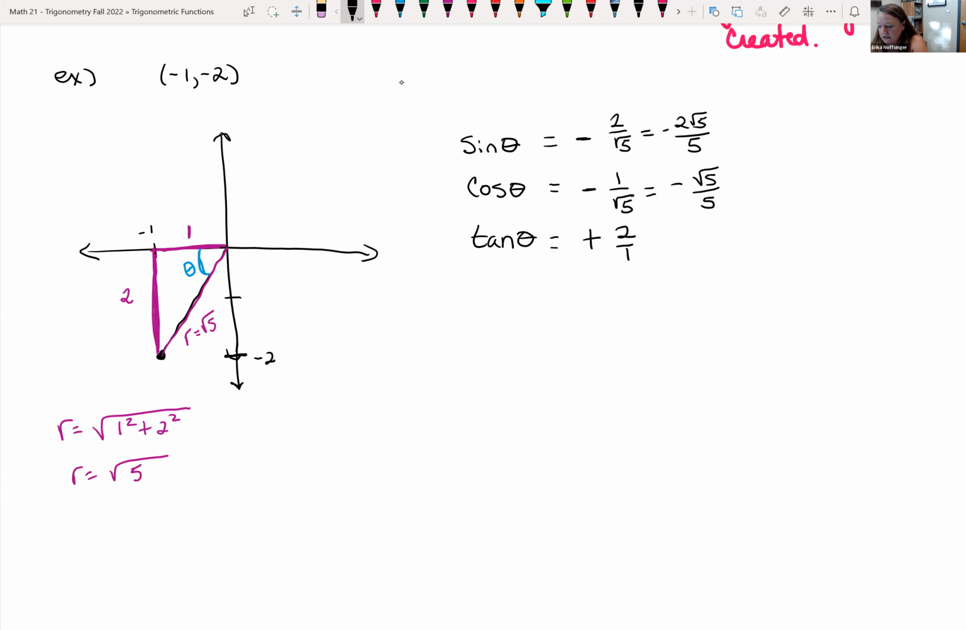Reciprocal functions. So cosecant theta. This one's negative also. Reciprocal of 2 over √5 is √5 over 2. So -√5 over 2 is cosecant theta. Secant theta is going to give us -√5. And cotangent theta, this is +1/2.